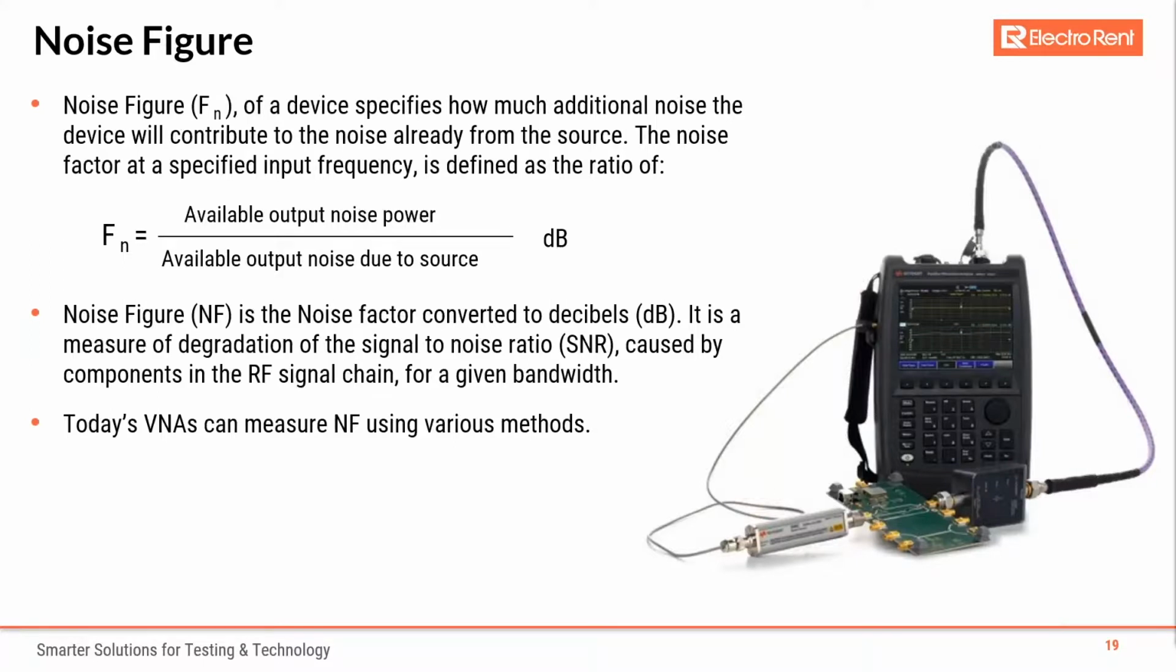The figure on the right here illustrates how a VNA connected to a USB-driven noise source and amplifier would look. Various OEMs such as Keysight, Rohde & Schwarz, and Anritsu offer all these types of noise figure options. As you can see here, noise figure is calculated as a function of N, where the available output noise power is divided by the available output noise due to the source.